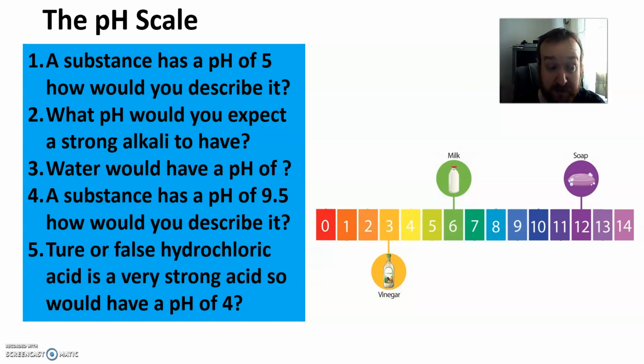Water would have a pH of something. A substance has a pH of 9.5. How would you describe it? True or false? Hydrochloric acid is a very strong acid, so it would have a pH of 4.